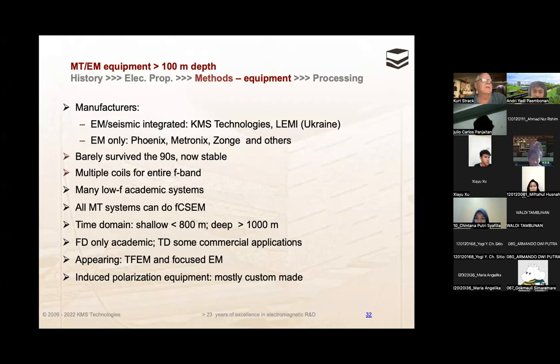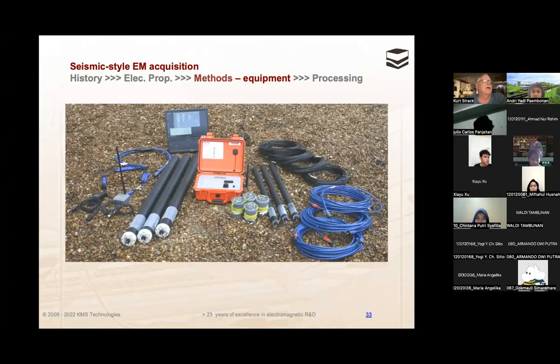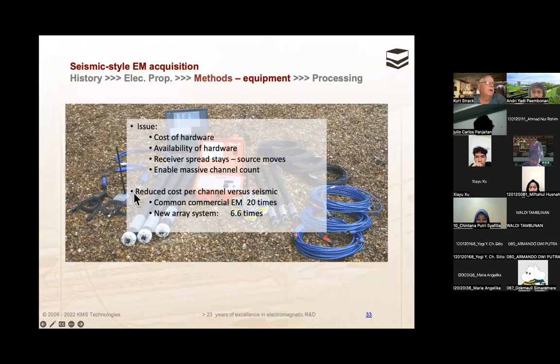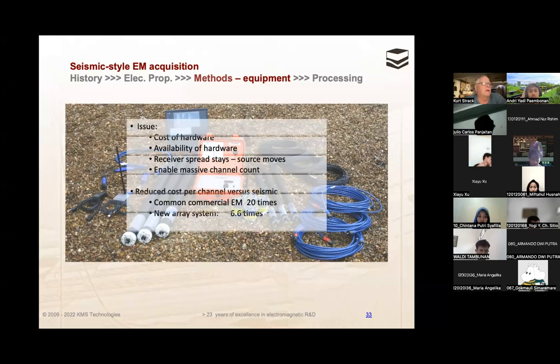Induced polarization is still mostly custom-made. Here is our equipment, which is the KMSA 20. These are the high frequency coils, the low frequency coils. We also have a coil that does both, and the cables and the electrodes and the Wi-Fi connection. Now, the cost of the hardware was significantly reduced, but it's still not enough. That means we need to reduce the cost of the hardware even more than what we've already done.